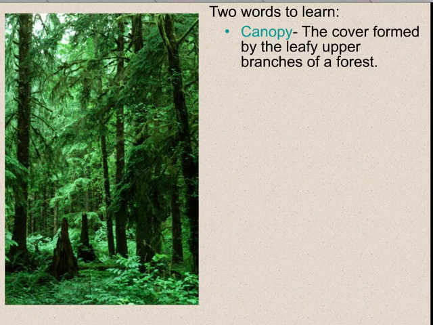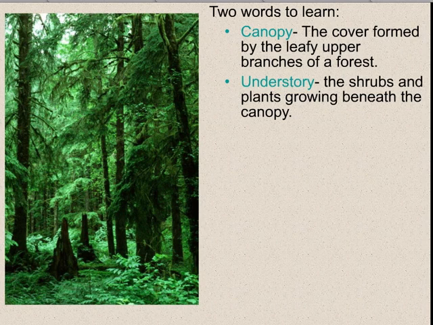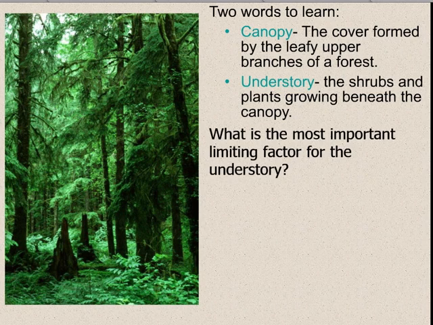Okay, now in this ecosystem, there are completely different limiting factors. See if you can figure them out. Before I explain them to you, let's go over two quick vocabulary words. The first word is canopy. The canopy is the upper part of the forest. It's the cover formed by the leafy upper branches, as opposed to the understory. The understory includes the shrubs and the plants growing beneath the canopy.